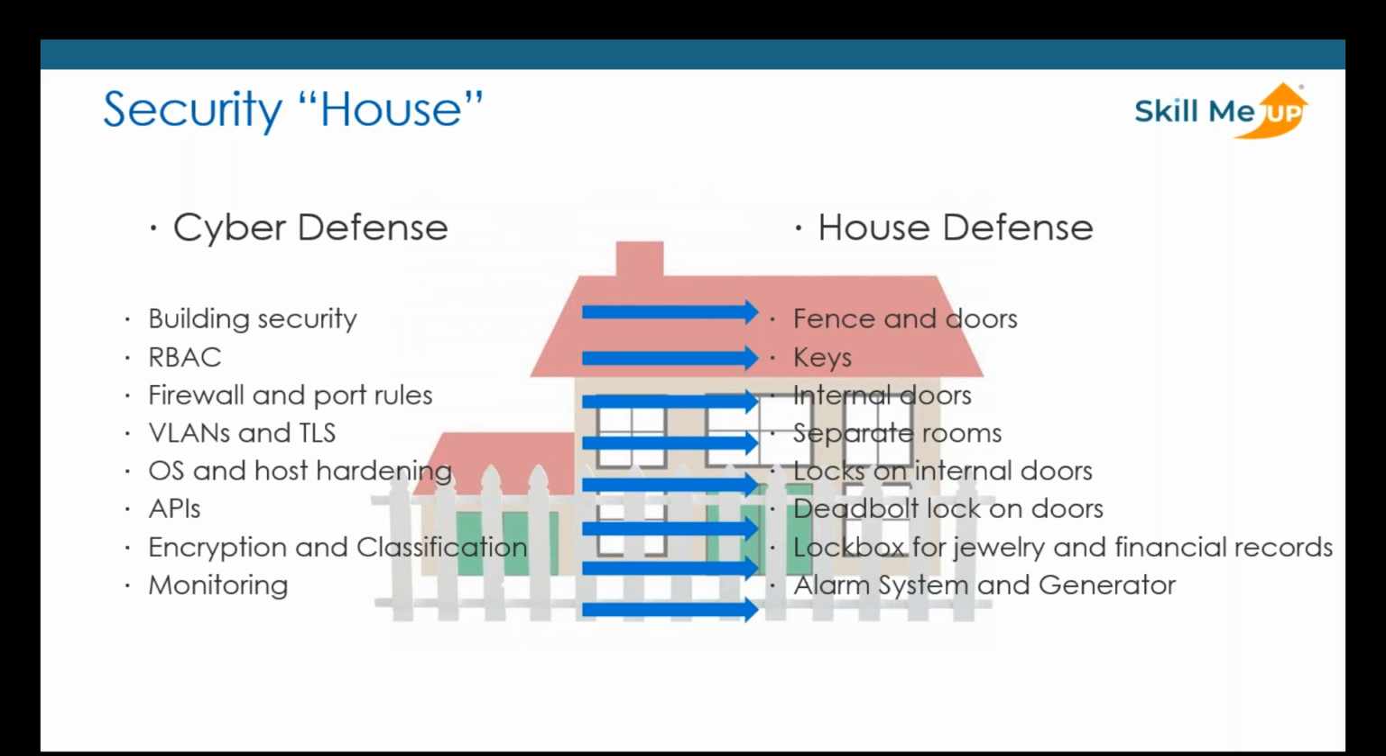The OS and host hardening, the locks on all your doors, APIs, putting deadbolts, having a secondary lock on your doors. Encryption and classification, you can take that to a level of having a lockbox for jewelry and your financial records, having that second level of security and vaulted data from that standpoint. And then monitoring is a key piece there as well, with alarm systems and generators to keep the power in your house up and running. A lot of popularity in the Ring doorbells to provide that understanding before you go to your door, who is there. That is another form of monitoring, and you can use that analogy with monitoring in a cyber defense environment.